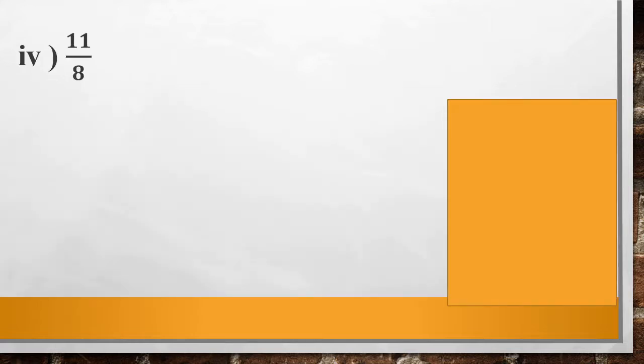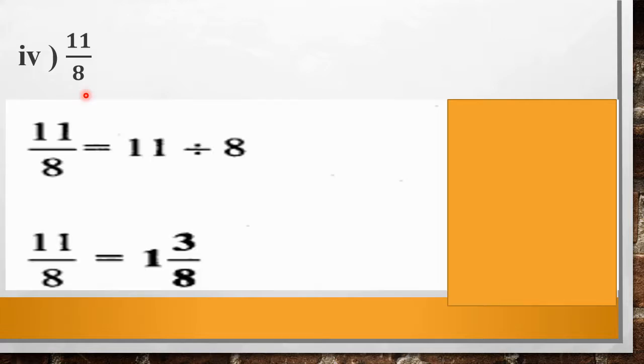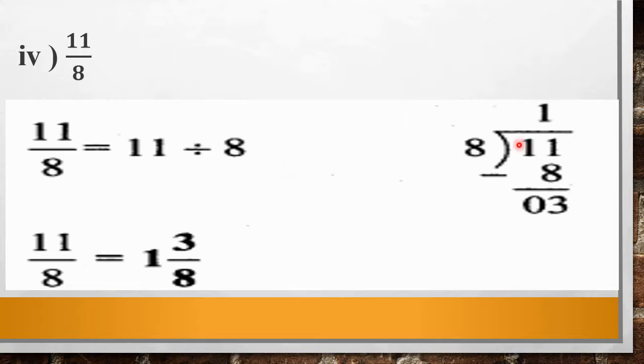Question number 4, 11 by 8. So 11 divided by 8, you will get 8 ones are 8. So 11 minus 8, remainder will be 3. So 11 by 8 is equal to 1 and 3 by 8.